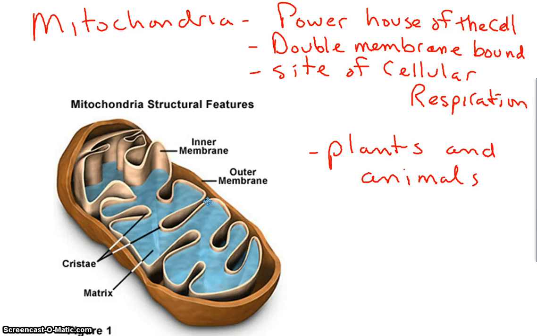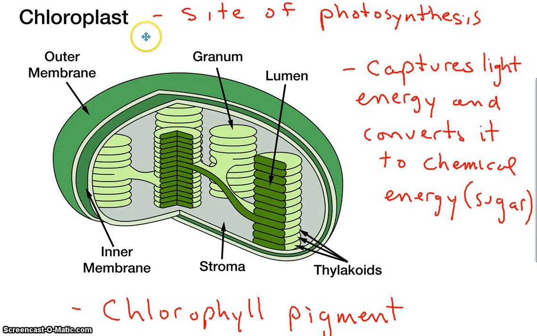And again, those are found in both plants and animals, and they take glucose and turn it into energy that we can use in our own body in the form of ATP, which we'll talk about more as we get along. Now, the second organelle is the chloroplast.